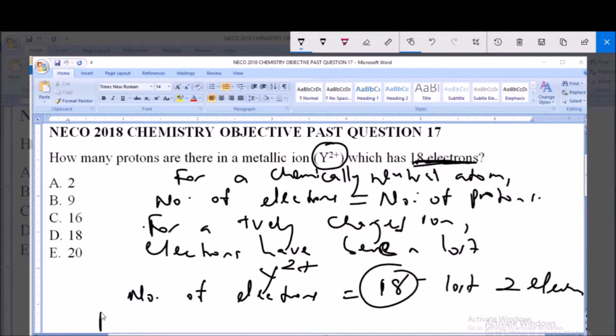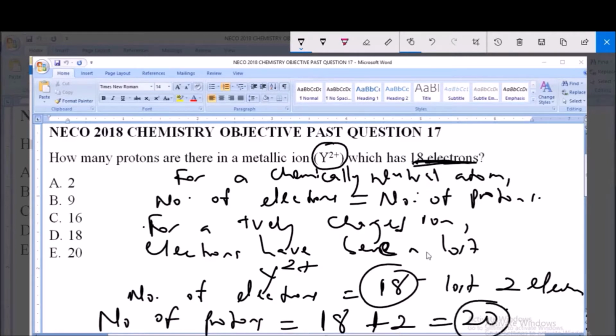So the number of protons will be equal to 18 plus 2, which is 20. So prior to it becoming an ion, before it became an ion by losing 2 electrons, it originally had 20 electrons, and we're asked for the number of protons. So when it was chemically neutral, its number of protons was equal to its number of electrons, so its number of protons was equal to 20. So option E, which is 20, is the correct answer to this question.